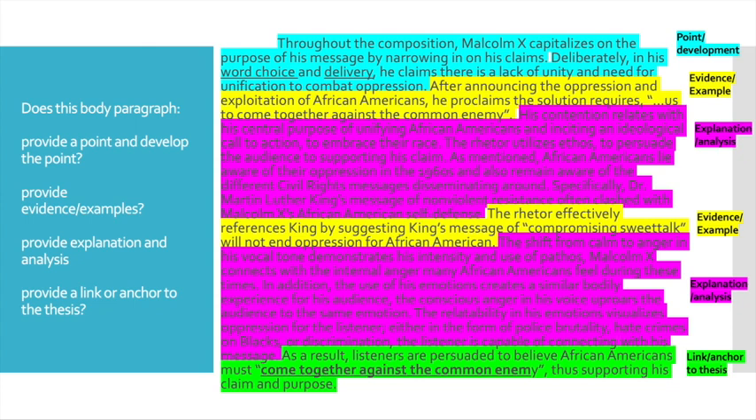Now these are just two of the body paragraphs of the particular essay example that they came from, but they're two examples that really show how you can organize to make sure that you've got point, evidence, explanation, analysis, and link, but they don't have to go into a particular order. It just depends on how you would like to organize your text.